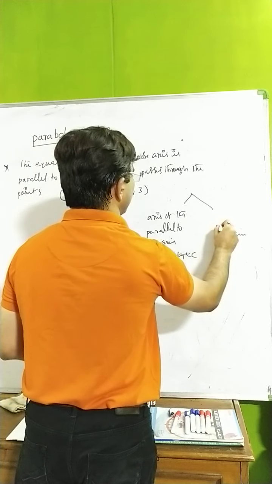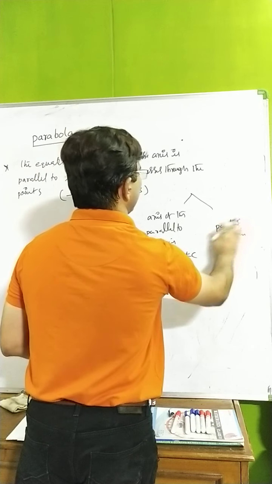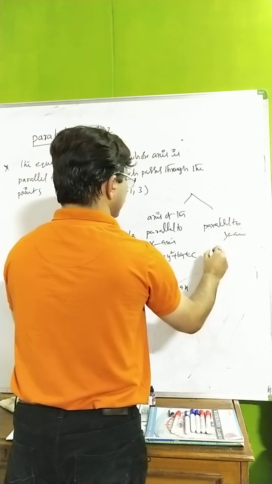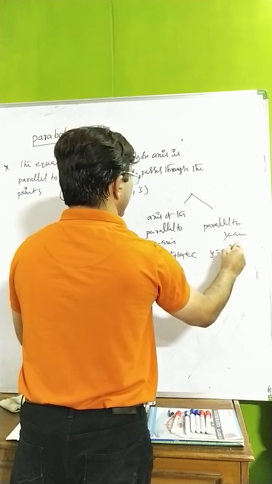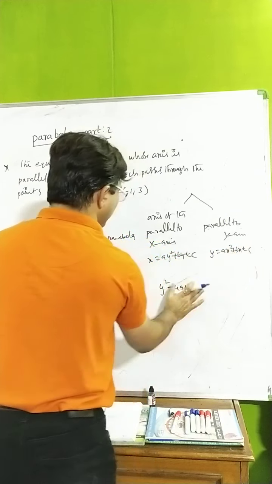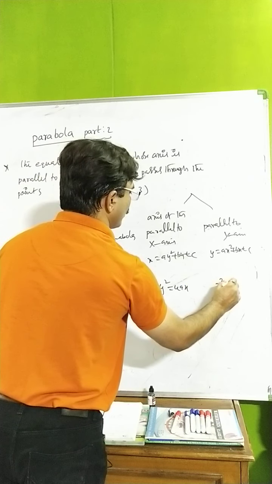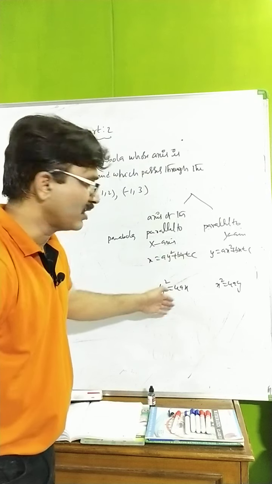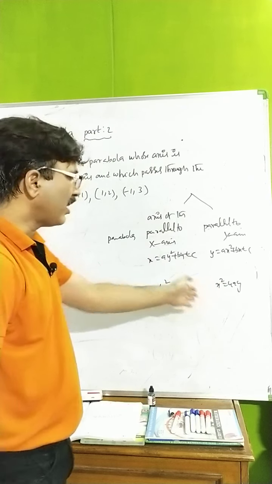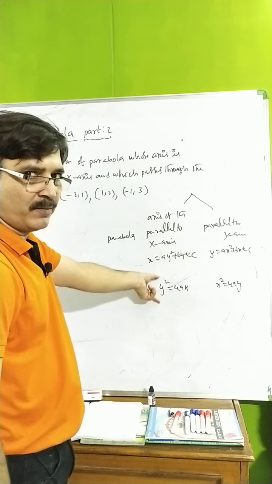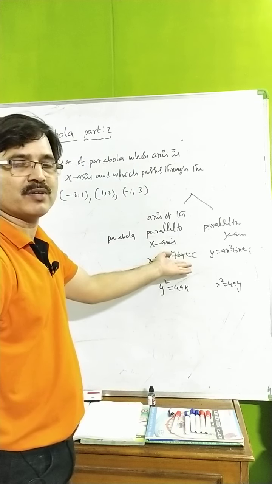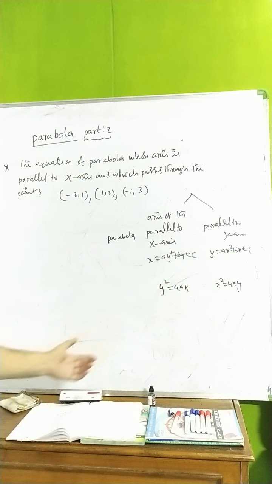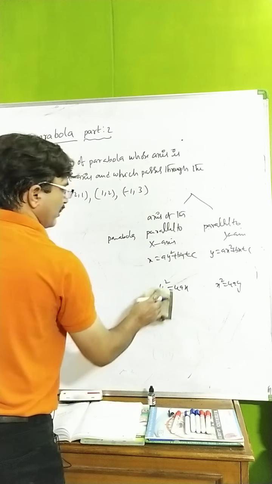Suppose I said parallel to y-axis, it means y is equal to ax square plus bx plus c. You can decide easily by using this one, x square equal to 4ay. Axis of the parabola is x-axis. Axis of the parabola is y-axis. Parallel to x-axis, quadratic in terms of what? Y. Quadratic in terms of x. So you can write like this. Please remember, writing like this is very, very important.